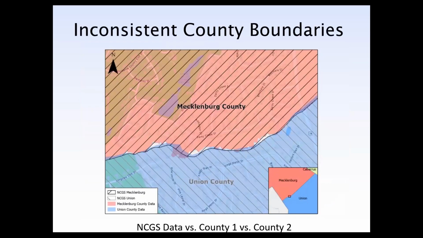This is another similar issue that I ran into. Like I said, the geodetic survey county boundaries are the foundation of this data set. They're considered authoritative. However, data that was downloaded from a county may show the county boundaries to be different from what the geodetic survey shows. And then that data may also conflict with data from another county. The map here shows what this looks like on the border between Mecklenburg and Union County.